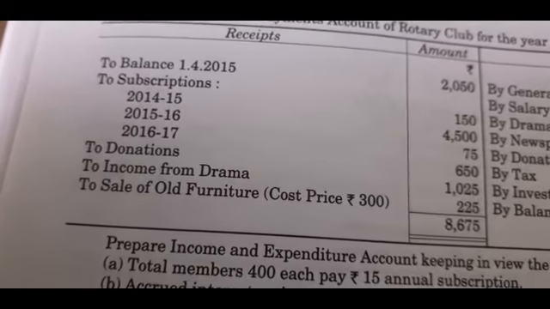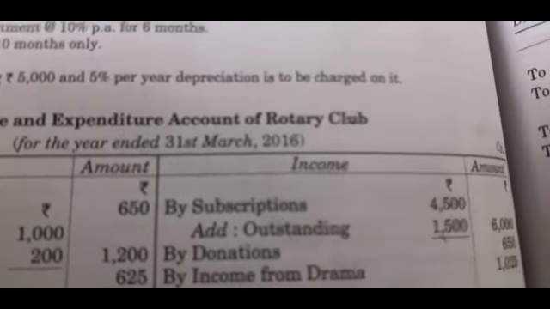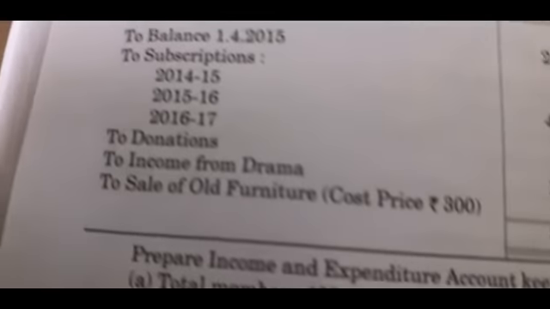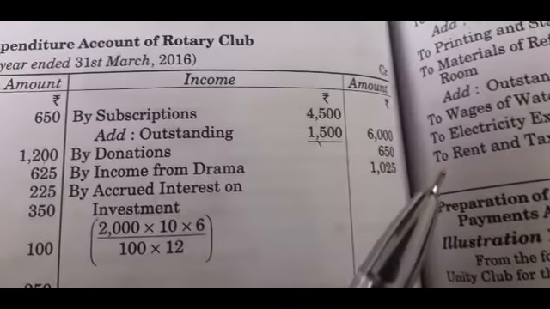Then on the receipt side, donations 650. So on the income side, by donations 650. Next is income from drama 1025. So income from drama 1025.